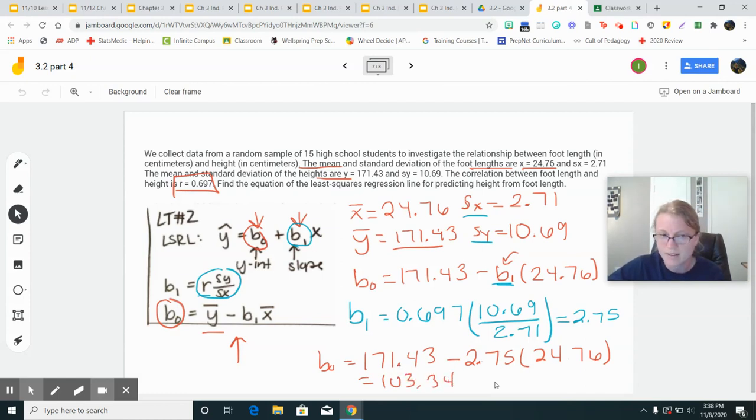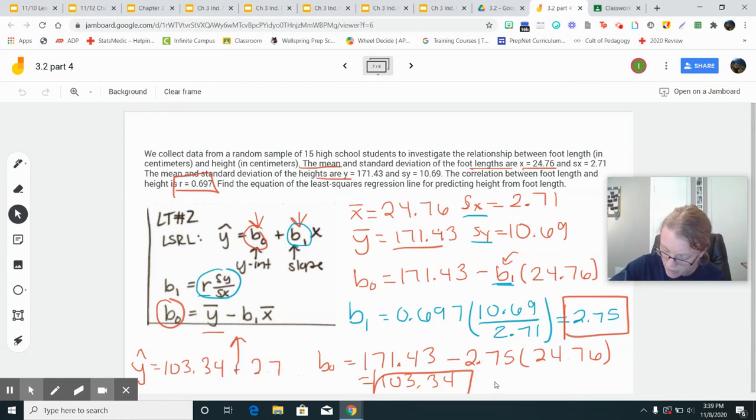You're just finding the things listed, putting them in the spots, throwing it on the calculator. So now this is my slope. This is my y-intercept. So if I want to write my equation out, I would write it this way. 103.34 is my y-intercept plus 2.75x. So this is the answer. This is the equation of the line.